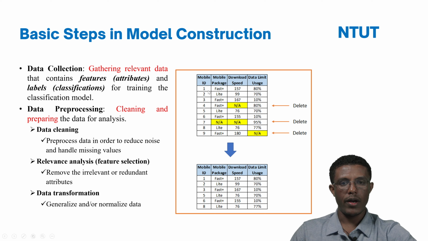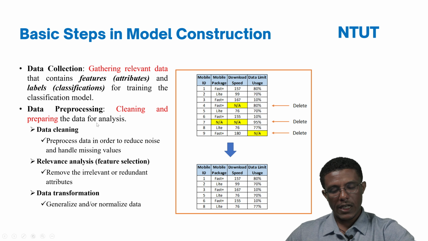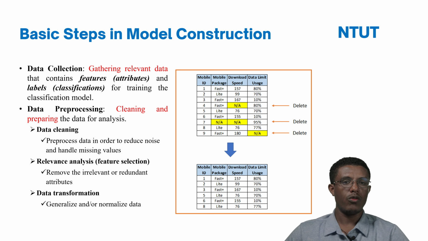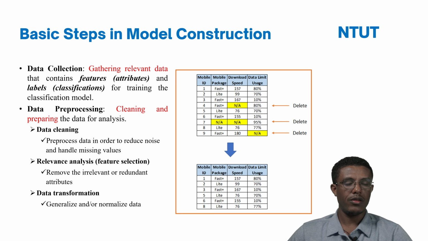That means mobile ID, mobile package, and download speed are the input features, tuples or attributes, and data limit usage is the class. We can say it like this. The second step is data pre-processing. Data pre-processing is also one of the most important parts in model construction, or in machine learning.